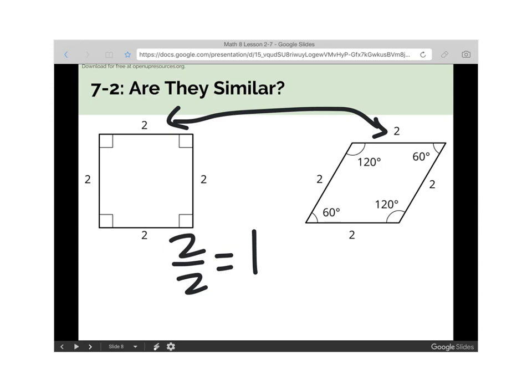But Claire has the winning point here. These angles are definitely different. These boxes represent 90 degrees, and we've got 60, 120, 60, and 120. And just by looking at them, we can tell that they're not the same shape, so these are not similar.